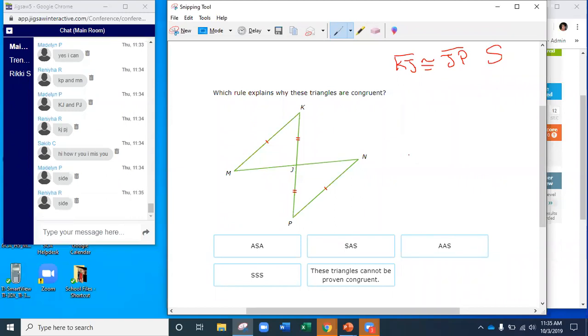All right. Can y'all find me another pair of congruent parts? All right, not MJ. No. Oh, there, I see it. PN is congruent to MK. Is that an angle or a side? This one right here with its one tick mark.